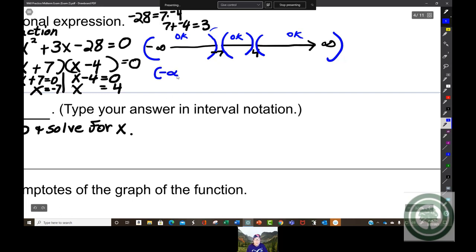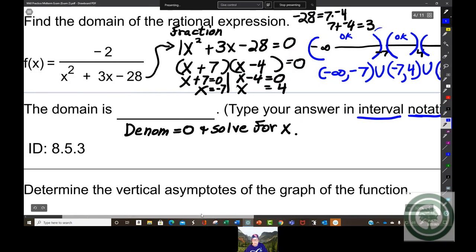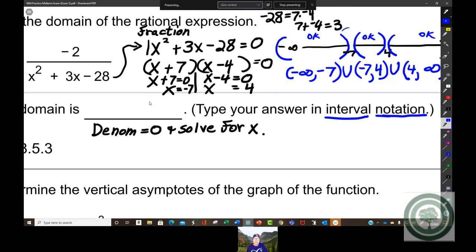So negative infinity to the left side of negative 7, unioned up with the right side of negative 7, going to the left side of positive 4, make a U, and then start again at the right side of positive 4, and go all the way to infinity. That's your domain. In interval notation. And I'll write set builder for you in a minute. I have no room. You know, this is the answer box and it expands. But I'm just gonna make a little arrow to there. And here.